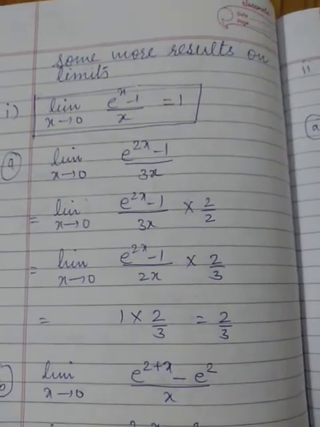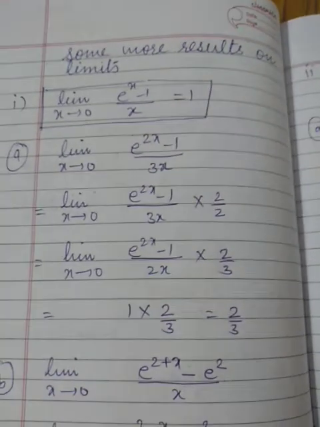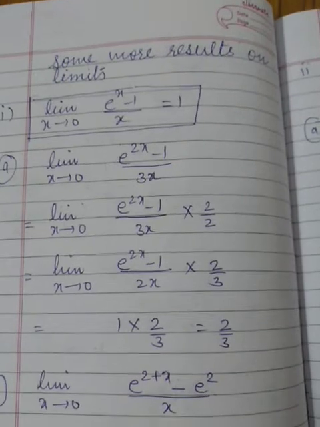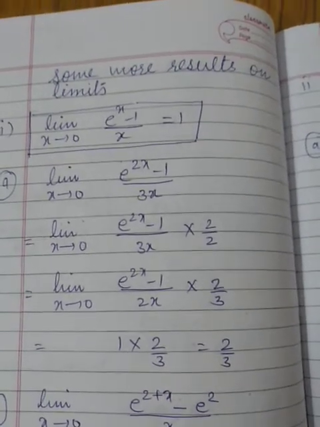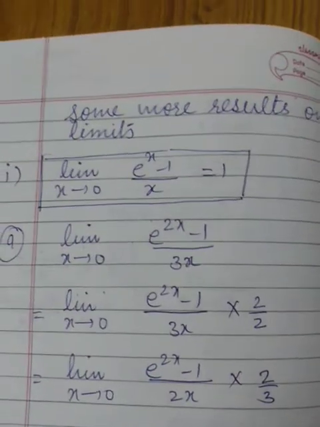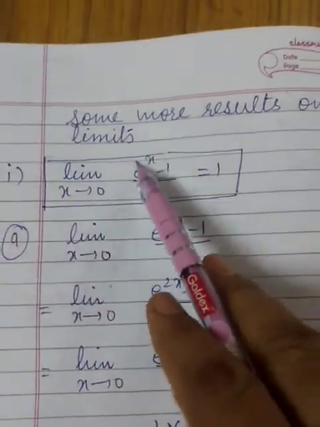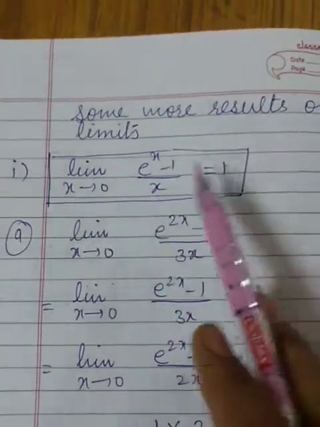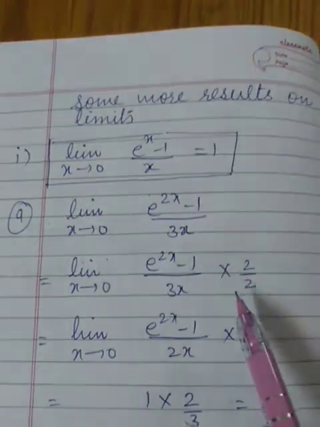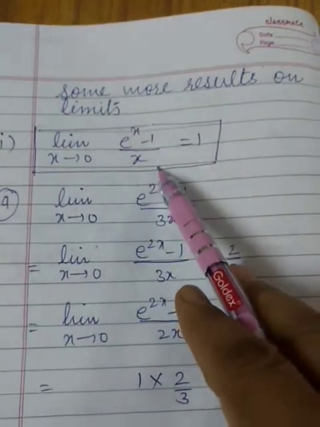This is the third part of the video, and we are continuing from the last two videos on how to find the limit. Here we have some standard results. The next formula is limit x tending to 0 of (e to the power x minus 1) upon x, which is equal to 1. The same concept applies: whatever is the power, we need the same in the denominator.